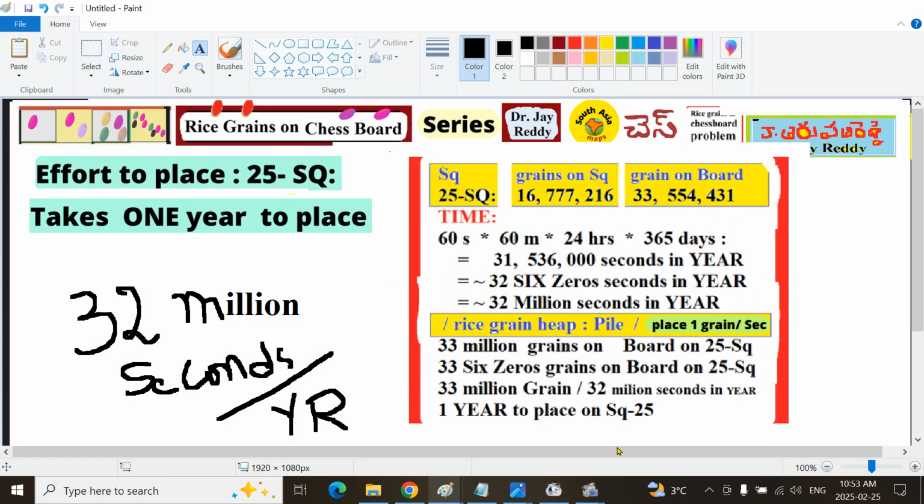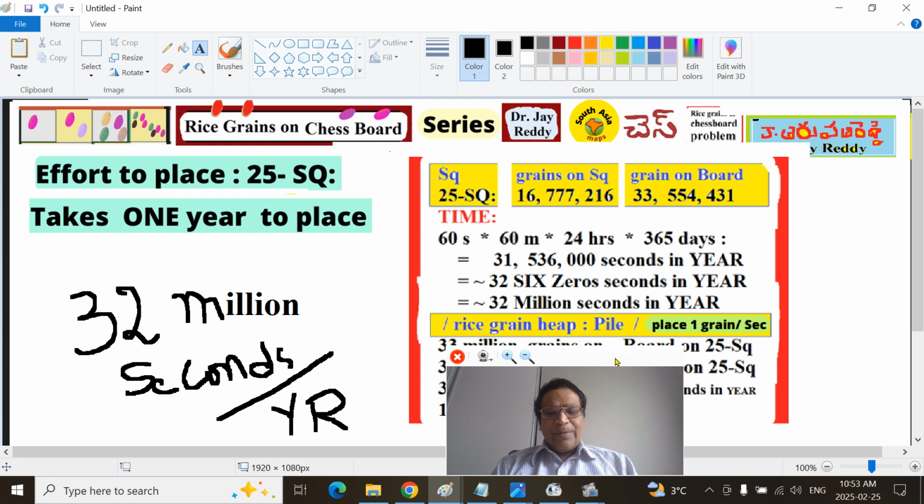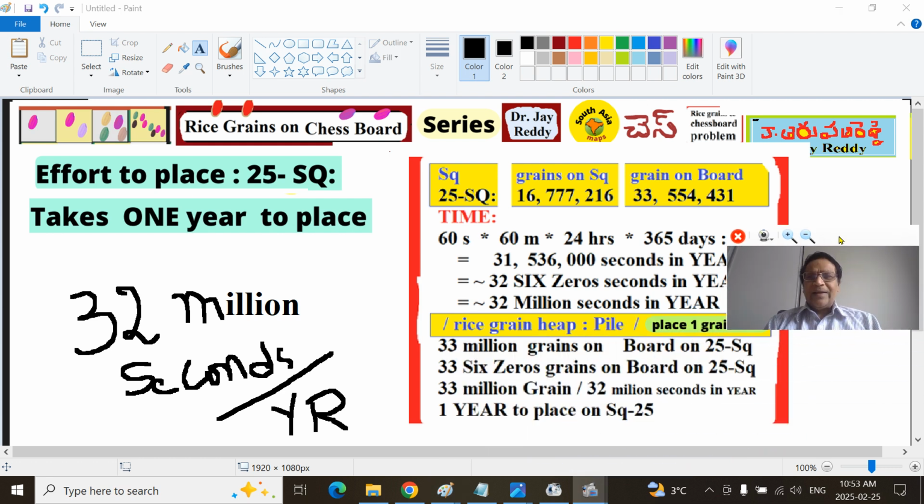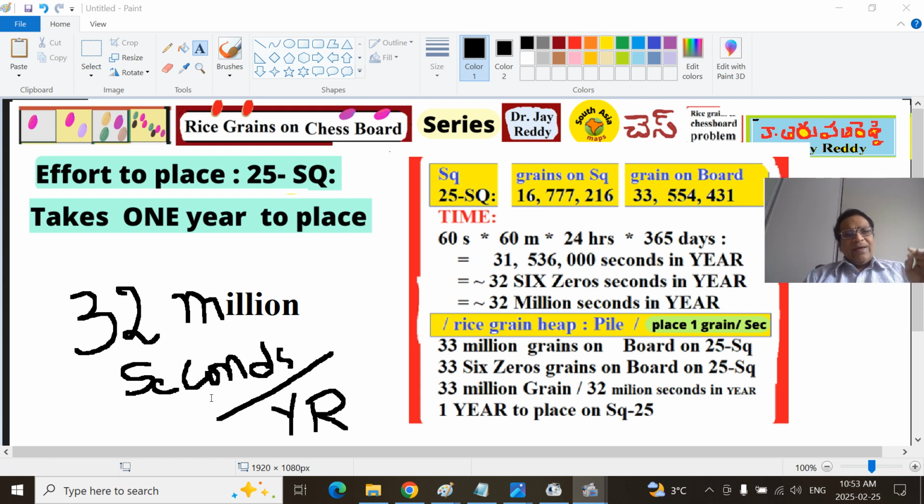In order to cut to the chase, you have to remember one simple thing: a year contains 32 million seconds. How we came to this conclusion, we are exploring here. This is the key aspect to understand it. I will go over this in detail here.